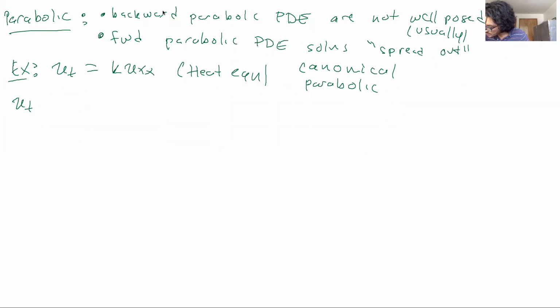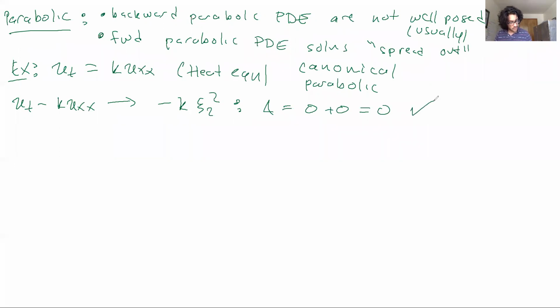So we actually don't have very many terms in our principal symbol, okay? Since the left-hand side looks like this, our principal symbol just ends up being minus k psi 2 squared. So that implies when we plug this all in, we only have that c is non-zero. So our delta is going to be 0 plus 0 equals 0. So that means it's parabolic, as we said that it should be, okay?